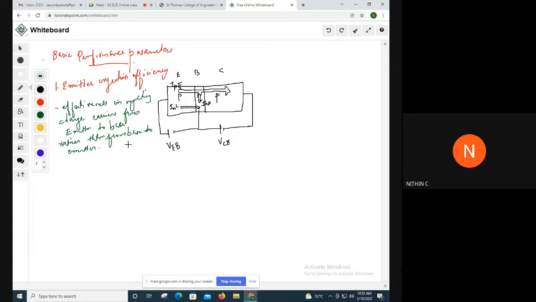So we have defined the term. Now we need to represent this term in terms of some equations or some parameters. We are now going to look at how to represent this mathematically. Now the definition is clear to you: effectiveness of injecting charge carriers from emitter to base rather than from base to emitter. That is what we call emitter injection efficiency, and it is denoted by the letter gamma.